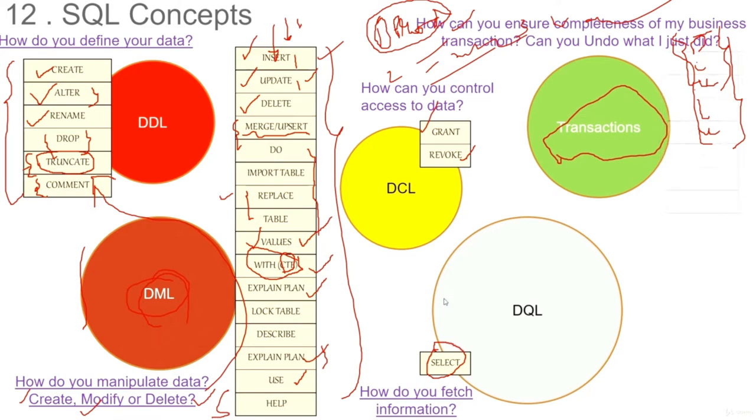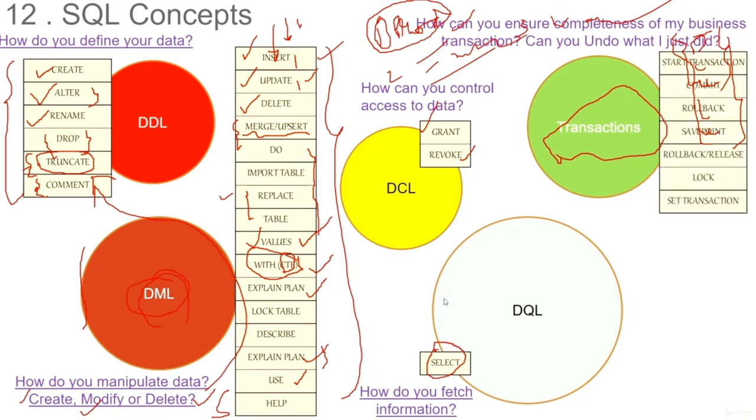So what are they? Take a look at this. You have start transaction, you have commit, then you have rollback, and then you have savepoint. You also have rollback release, lock, and set transaction.